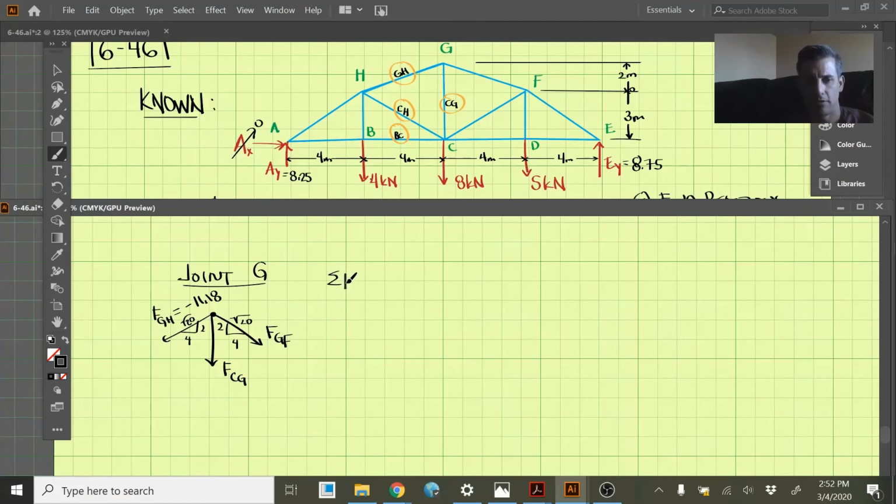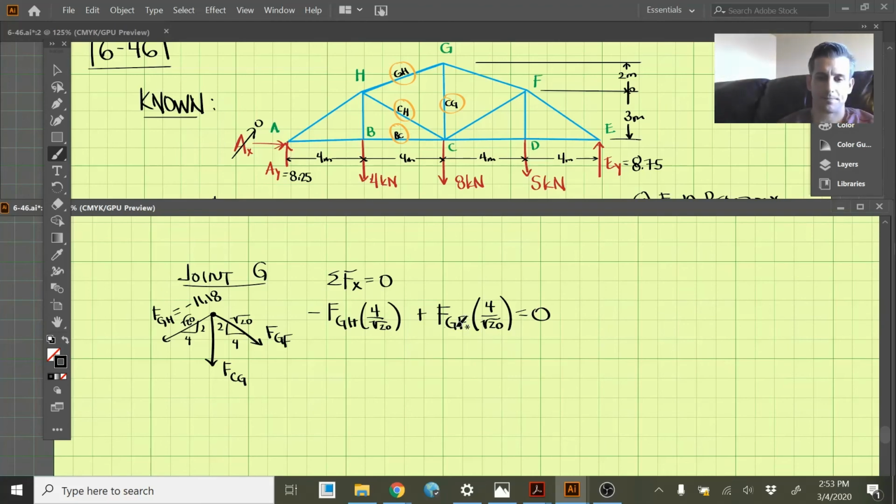So let's just do the sum of the forces in the x direction and set those equal to 0. So GH, we have, it would be a negative direction because the arrow is pointed negative. So we had FGH, and then the component of that horizontally is 4 over square root of 20. Okay, and then FGF, we have plus FGF, and the horizontal component of that is also 4 over square root of 20, and that is equal to 0.